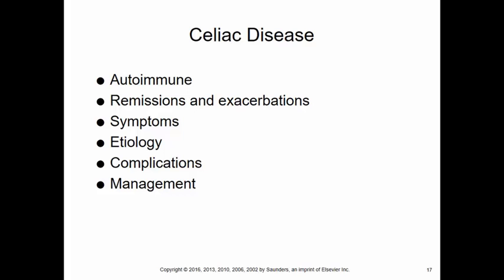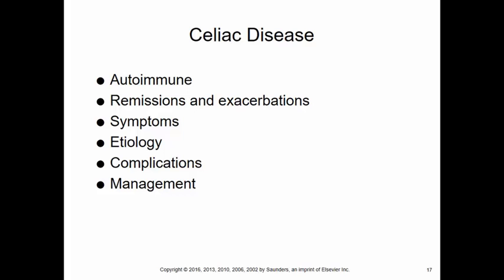Symptoms of celiac disease are anorexia, diarrhea, constipation, steatorrhea, which are those fatty stools, abdominal pain, abdominal bloating, distension, and weight loss. It's thought to be a combination of genetic, immunologic, and environmental factors that cause celiac disease.